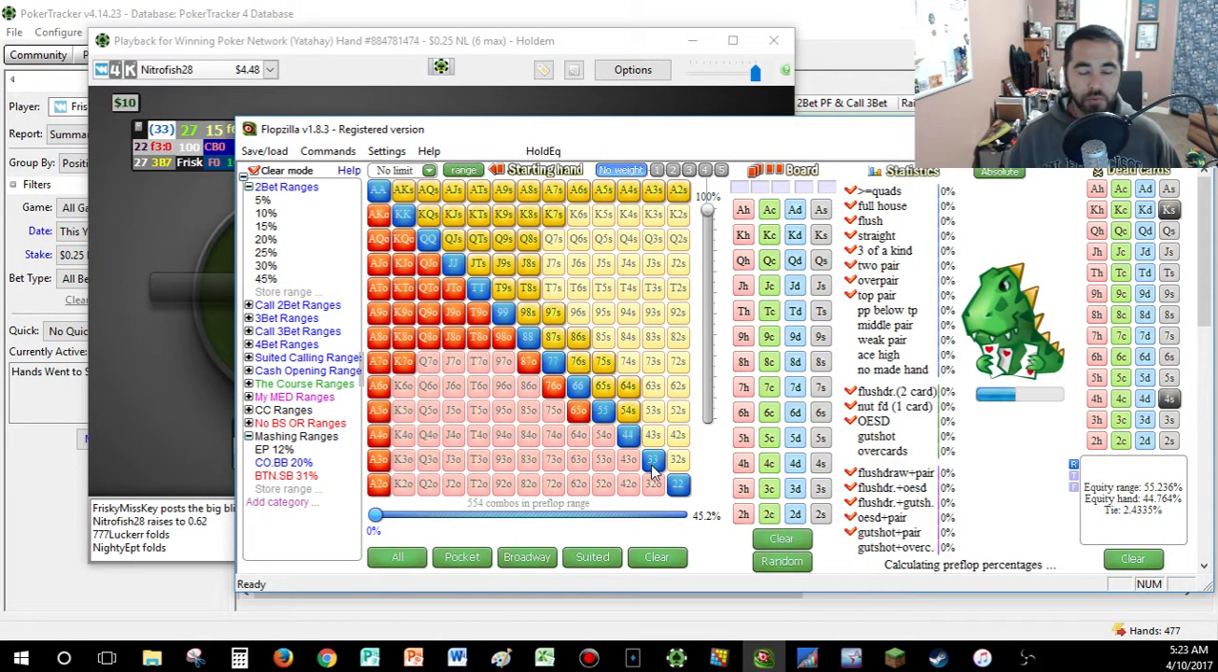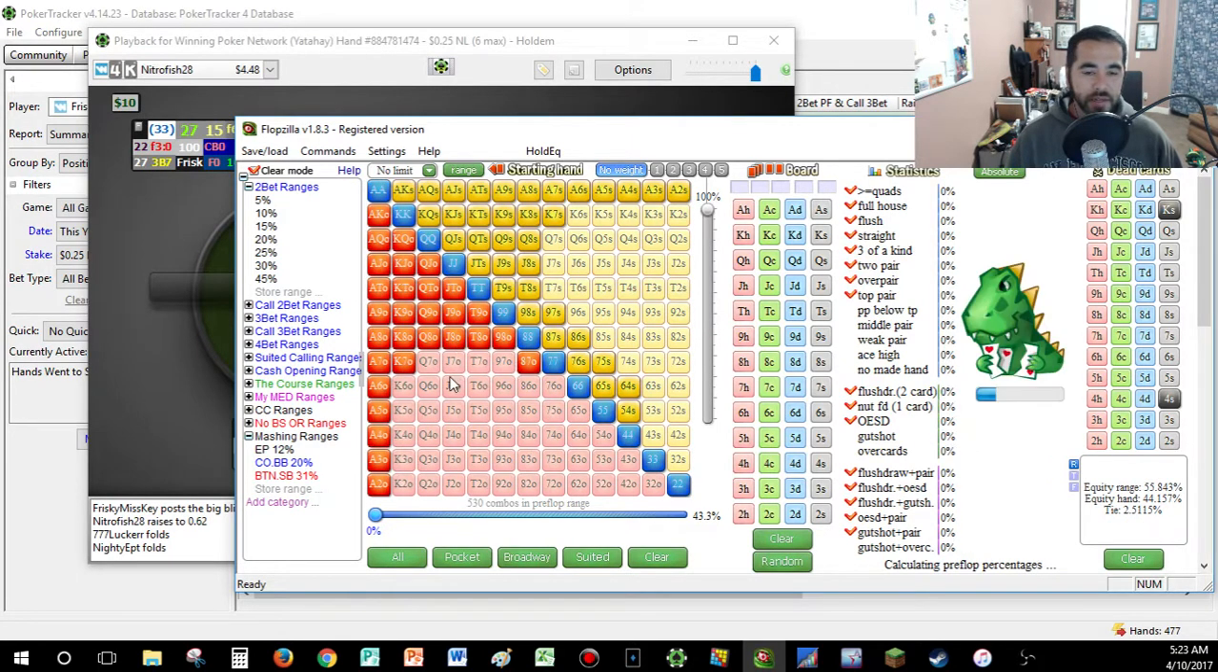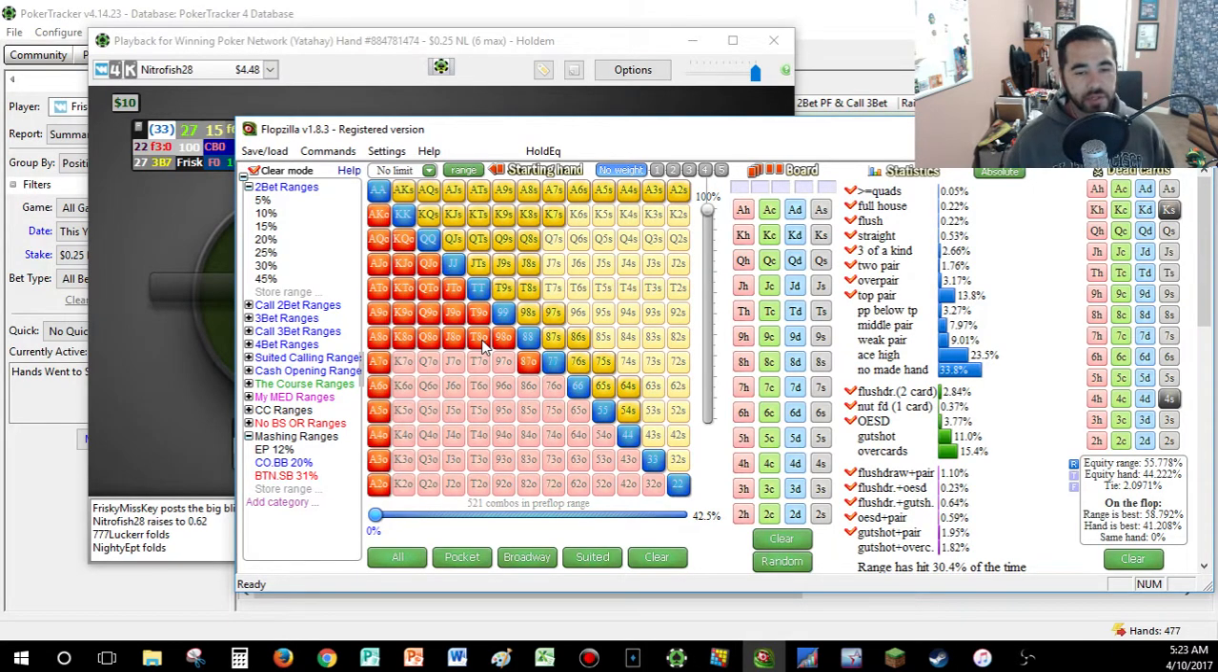Let's take off some of these weaker ones here. Let's just make it so he's slightly tighter. Maybe 8-7 off or better. King 7. Let's go King 8. Let's do all the offsuit 8s right here within his range. We can probably narrow it pretty good from this huge 521 combos. We could probably narrow it pretty well through the streets. Let's hope so, at least. That's the plan. Let's see here.